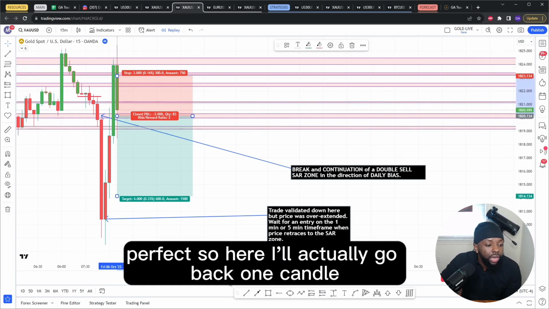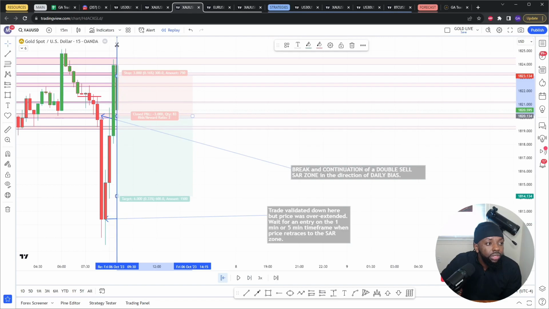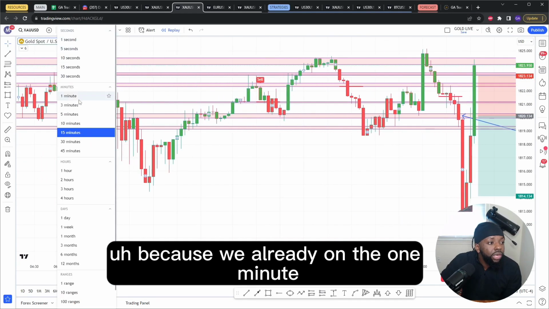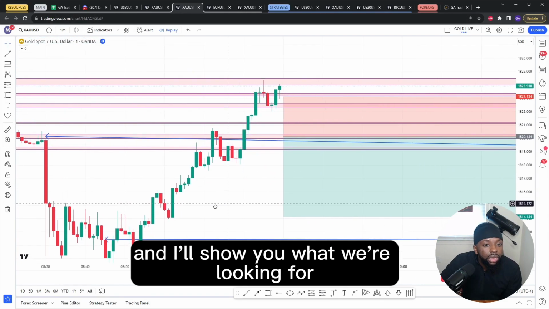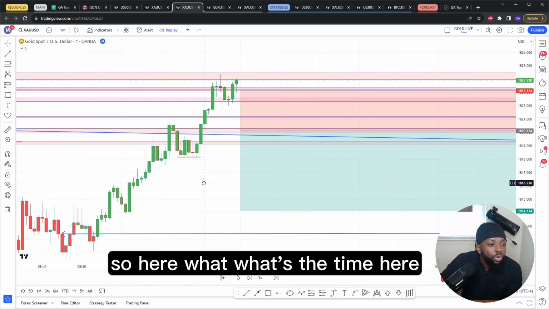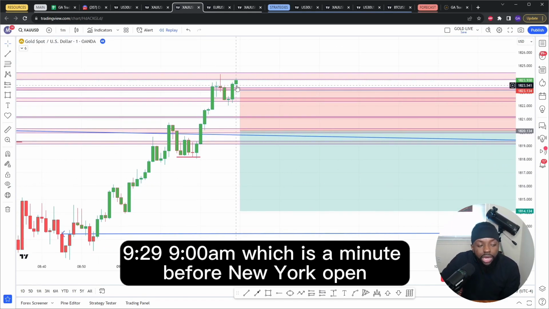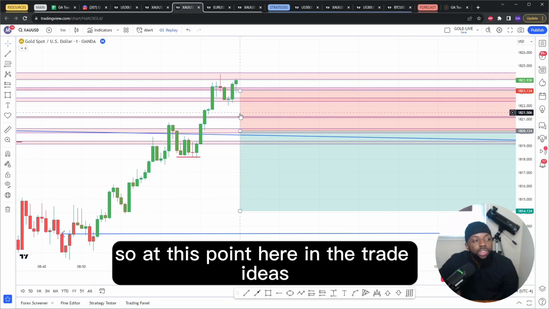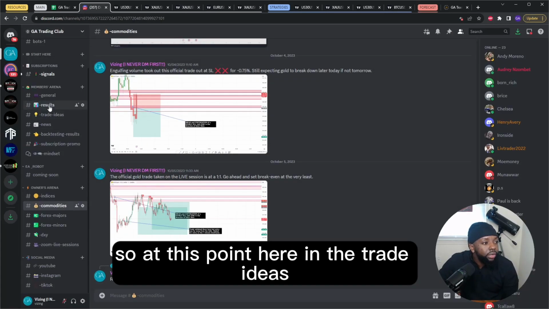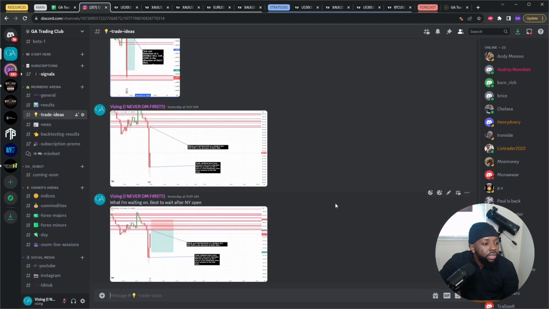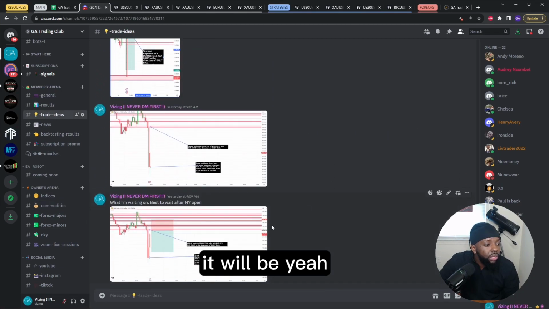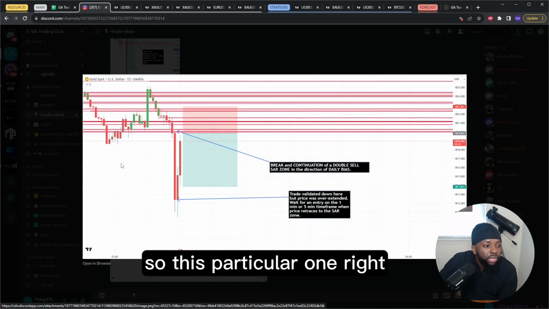Perfect. So here I'll actually go back one candle because we're already on the 1 minute, and I'll show you what we're looking for. So here, what's the time here? 9:29 a.m., which is a minute before New York open. So at this point here in the trade ideas, it will be this particular one, right?